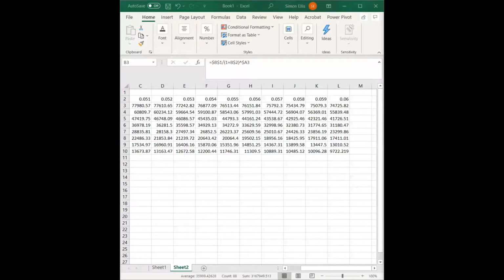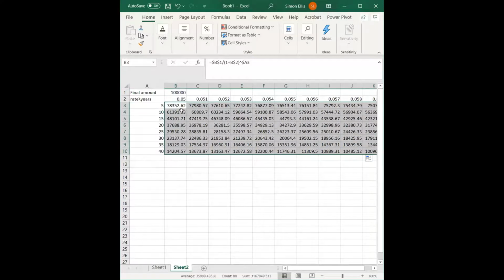And this will tell us how much we have to invest in order to have, at each interest rate and length of investment, $100,000 at the end of our investment. All right, so as an example, if we were to have 5% interest and only keep the money in the bank for 15 years, we would have to invest $48,101.71 to have $100,000 at the end.